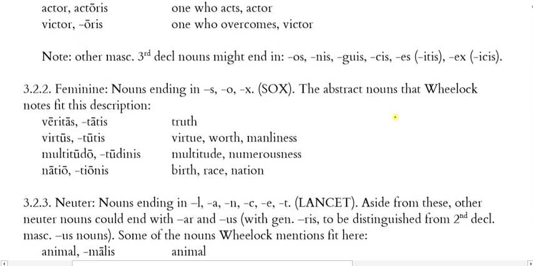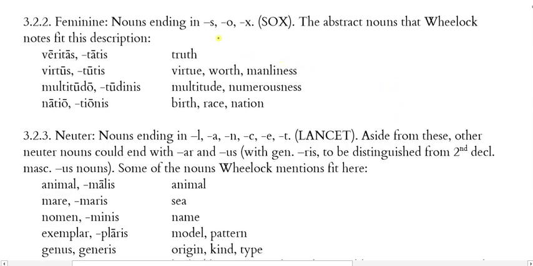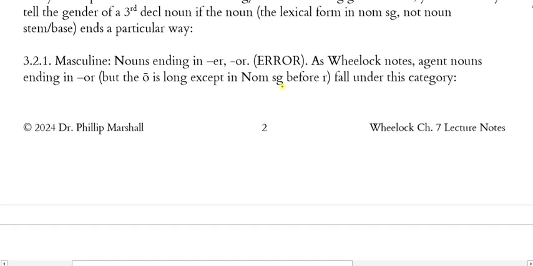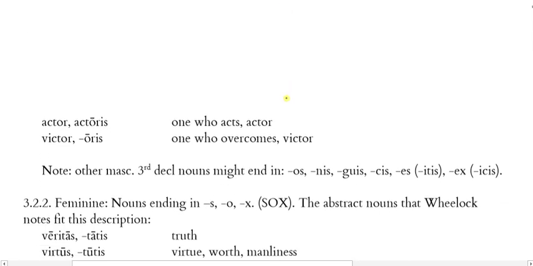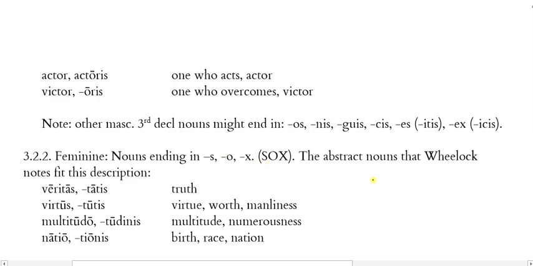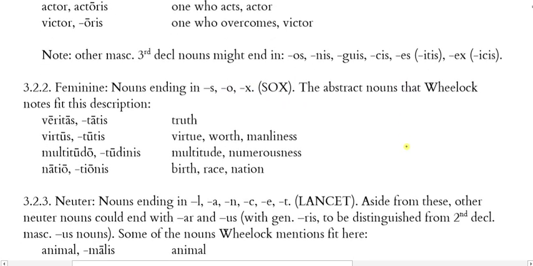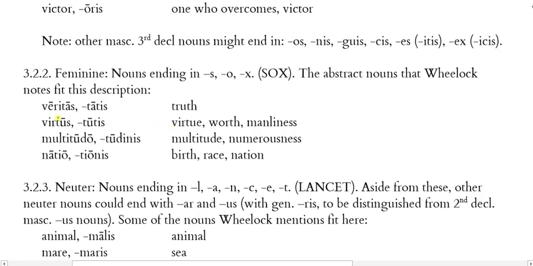All right. Now, for feminine: nouns that end in s, o, or x in their lexical form. And so we use these helpful mnemonics: error for er and or, socks for SOX. So the abstract nouns that Wheelock notes fit this pattern. So veritas, genitive veritatis, is truth. Notice that ends with an s, right? Virtus, virtutis, that ends with an s. Virtue, worth, manliness. Multitudo, that ends with a vowel, o, part of the SOX rule.